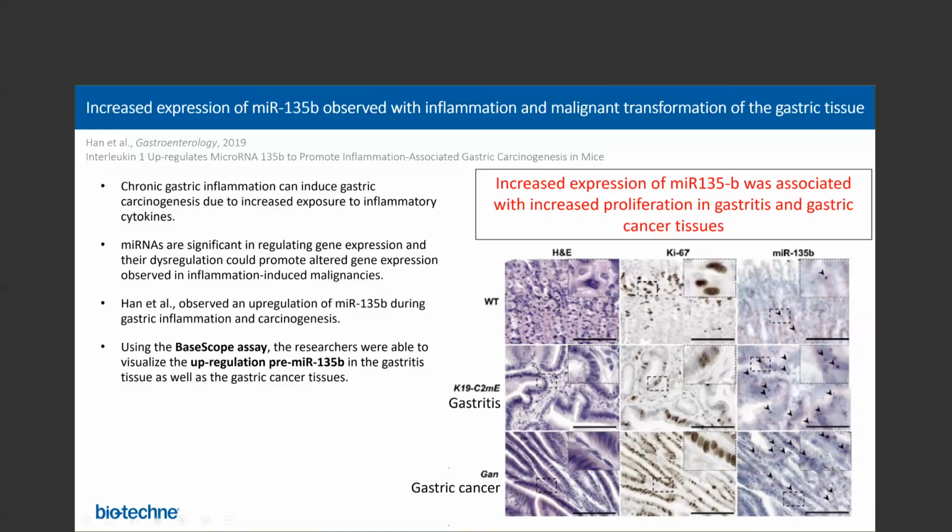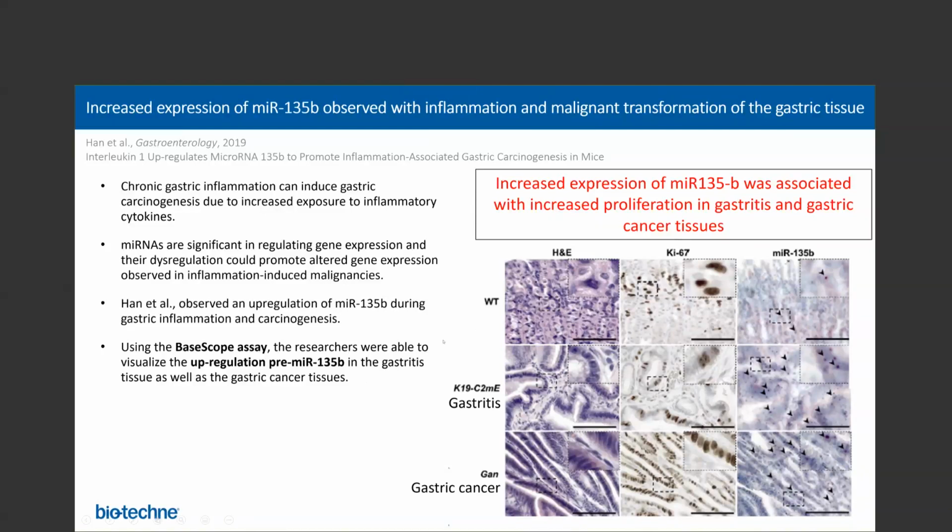And what they observed was in tissues that had gastritis, that is inflammation of the gastric tissue, or in gastric cancer tissues, they found increased expression of MIR135B, and they found a parallel increase in Ki67 expression, indicating that these tissues that had higher expression of MIR135B are also highly proliferated. So the change in gene signature that you get after malignant transformation can be regulated by a microRNA such as MIR135B. So using the BaseScope assay, they were able to identify the pre-MIR135B in these gastritis tissues and gastric cancer tissues. And with that, I hand the platform back over to Tapan.